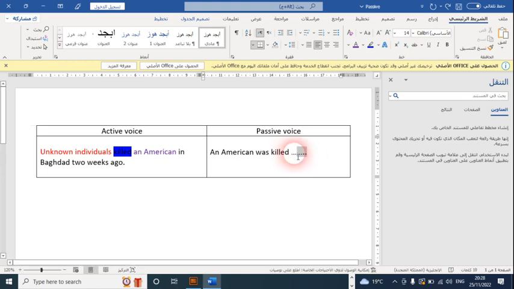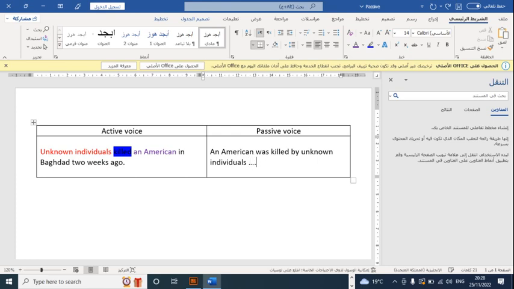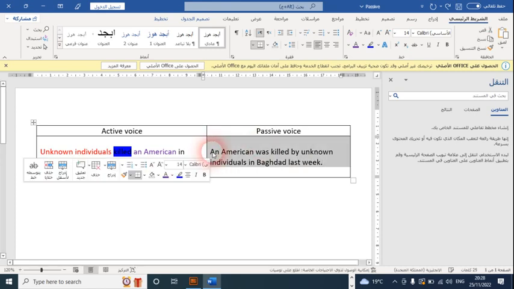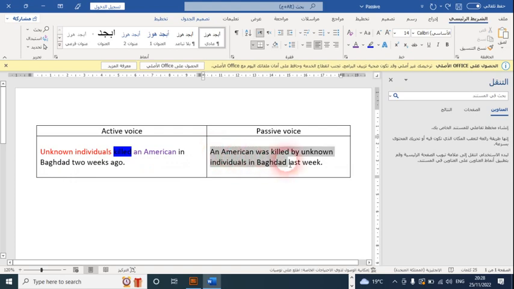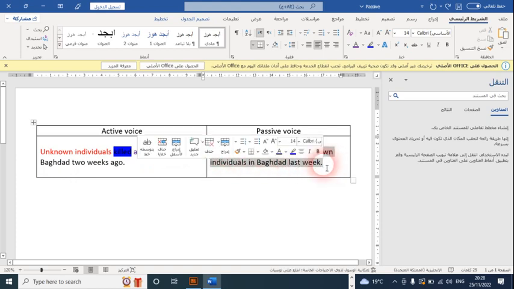An American was killed by unknown individuals in Baghdad last week. Here the sentence correctly expresses what I want to say.